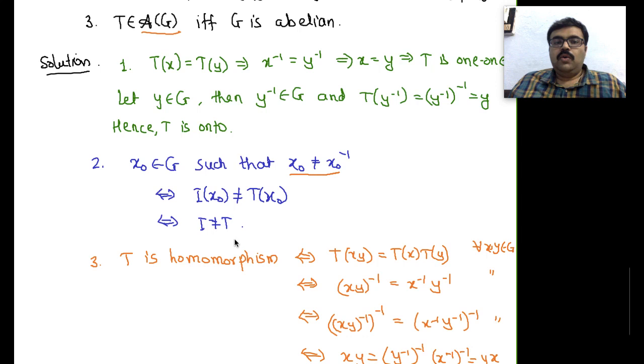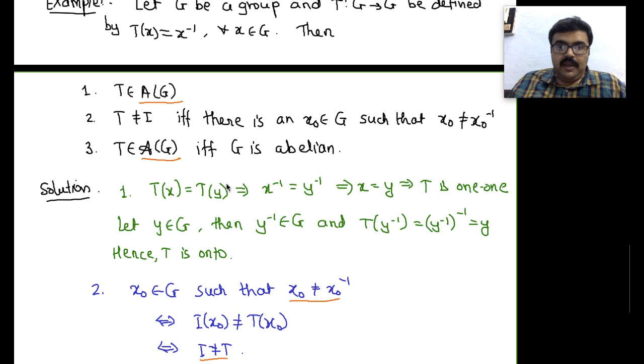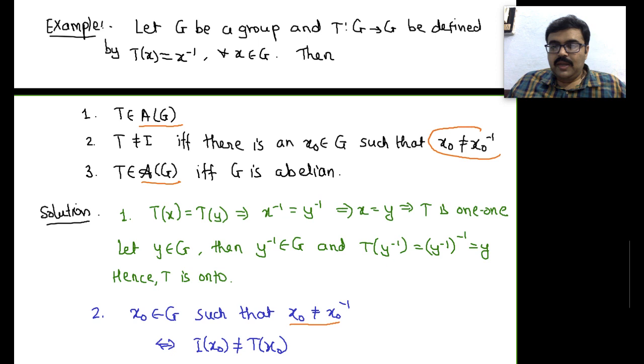So if G is an abelian group and it has an element which is not of order 2. Why do I say order 2? Because this implies X0 square is not equal to identity. So if there is an element in an abelian group which is not of order 2, then we have a non-trivial automorphism. For example, in Z2, this automorphism will be trivial. In the Klein 4 group, all elements except identity, A, B and C, are of order 2, and therefore it will not work. In that also, it will be a trivial automorphism. But otherwise, it will work.